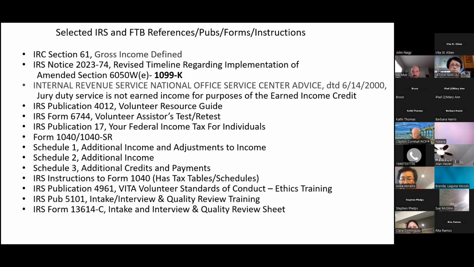We talked about the volunteer standards of conduct, and again, that's embedded, if you will, in the Linc and Learn program, along with the Pub 5101 for intake and interview. And if you haven't spent any time looking at the intake and interview sheet for a while, it does change every tax year. And so for tax year 2023, it has changed slightly.